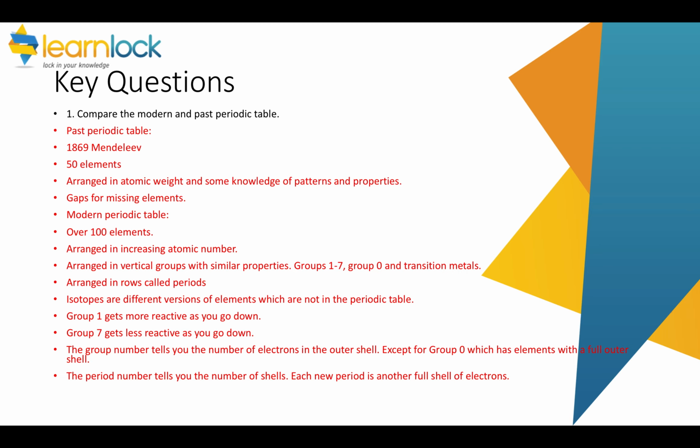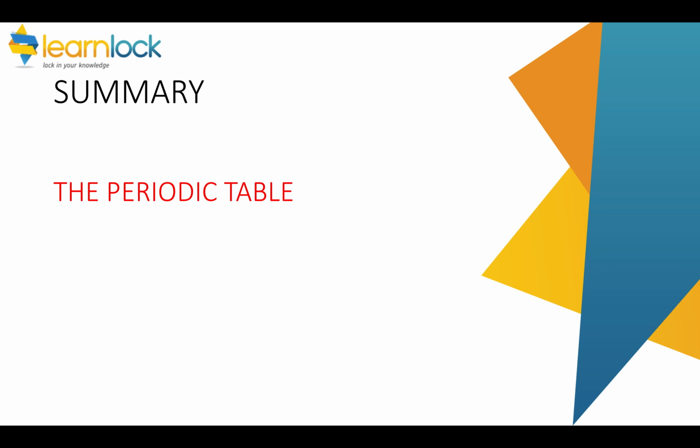The group number tells you the number of electrons in the outer shell, and the period number tells you the number of shells. You don't have to include all of this in your answer, but it's important to know the differences between the 2 periodic tables, both of which contained elements. So in summary, we've looked at the periodic table.